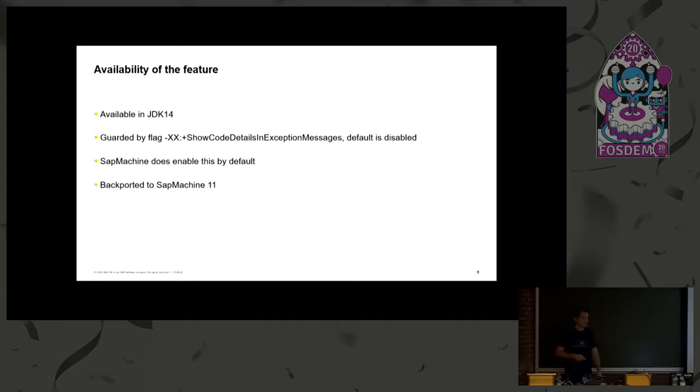And for the SapMachine binary distribution, we switched it on by default, so we are confident in it. And we also backported it to a SapMachine 11 edition. So if you want to try with JDK 11, you can use SapMachine and you don't need an additional flag. But I guess, we can also discuss about backporting it to OpenJDK 11 if there's interest.